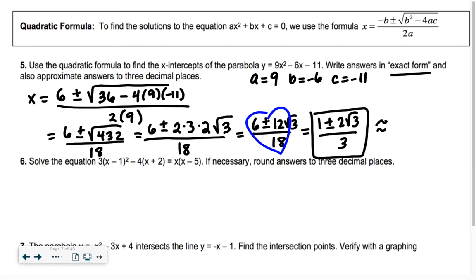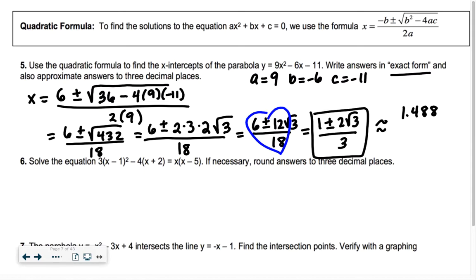So now we want our 2 answers using decimals because that was our exact form. Now we want simplified to 3 decimal places. So take your calculator and we're going to do 1 plus 2 root 3. And then I would just hit enter. And then I would divide by 3. When I do, the first one is 1.488. Did you guys get that?